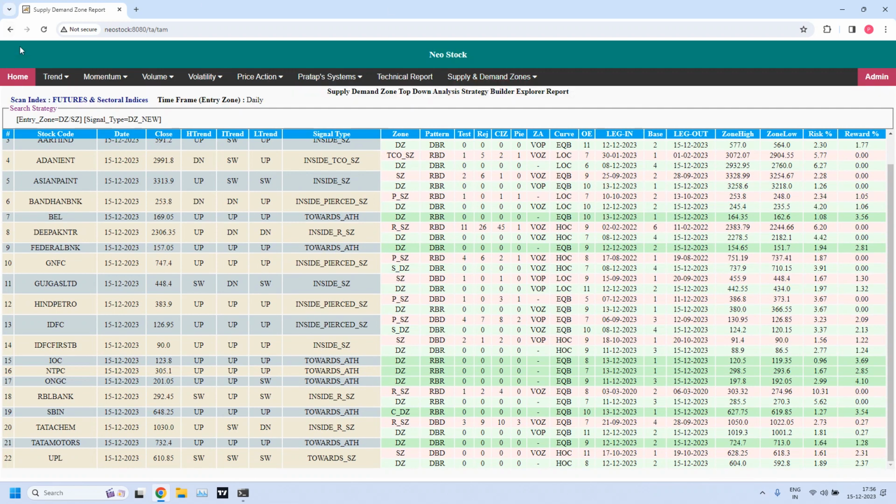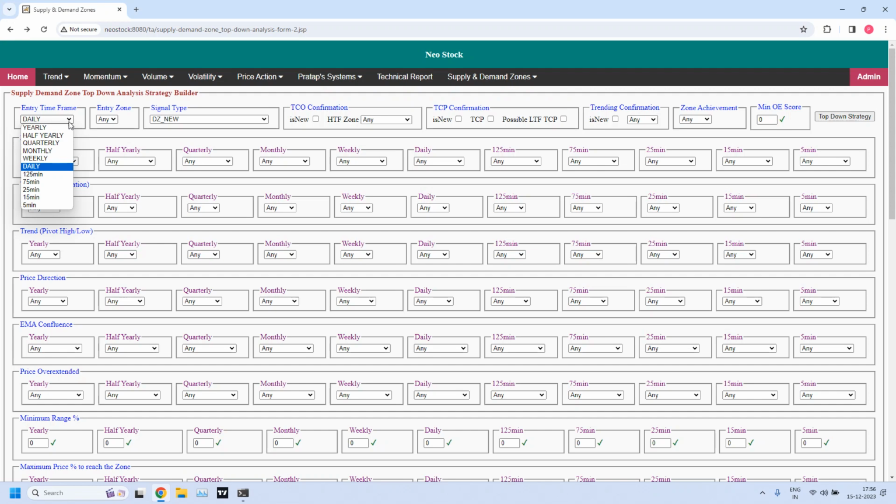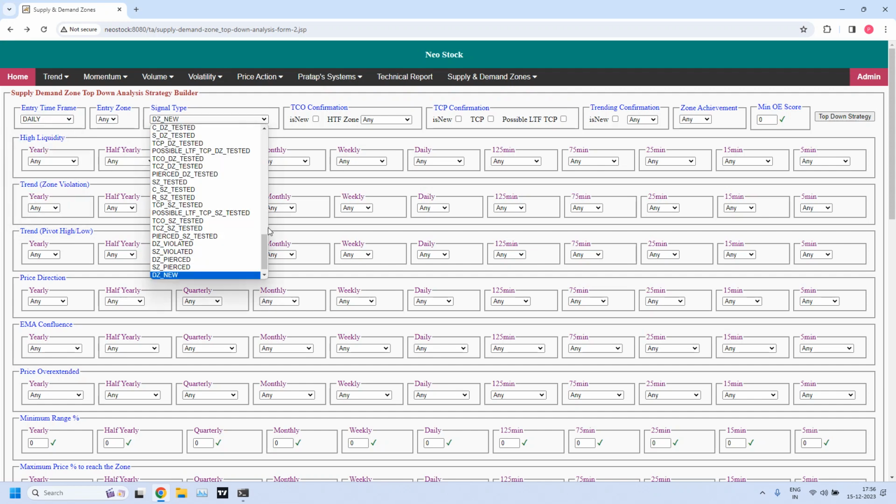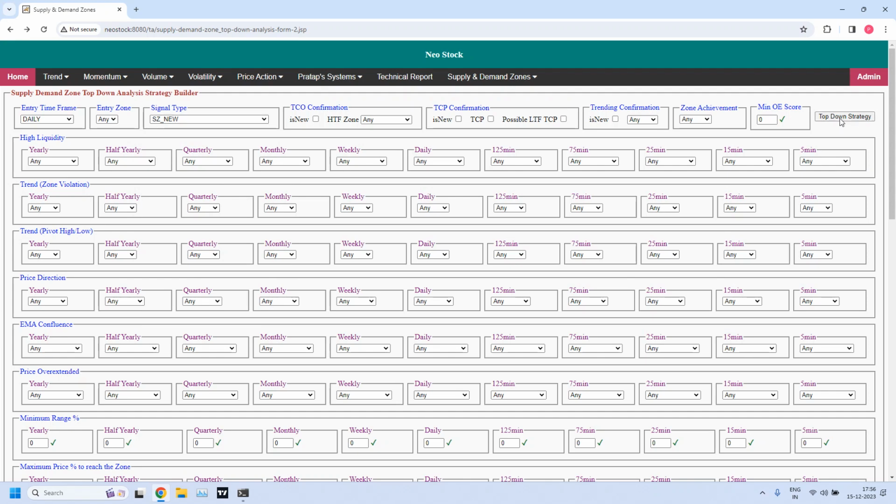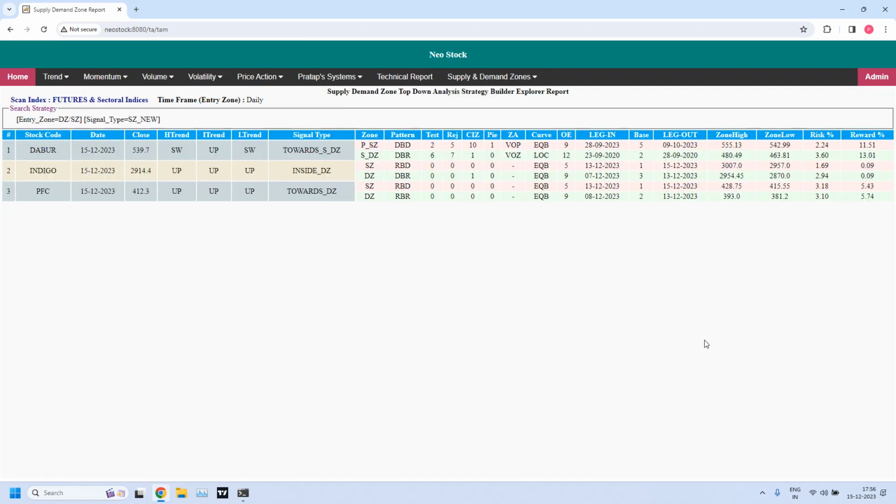Let's go back. Entry time frame is daily. Let us find the stocks having newly created daily supply zones. So these 3 stocks are having newly created daily supply zones. So this is the filtered list.